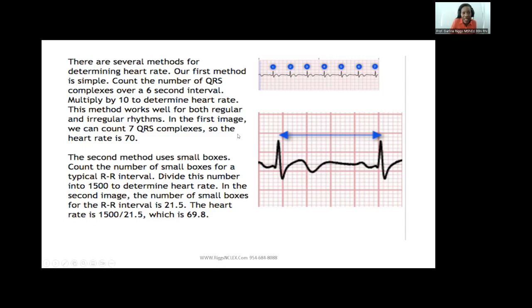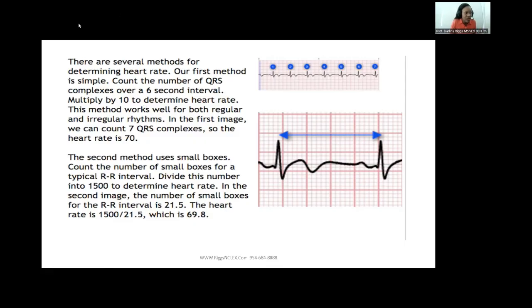Okay, another way is to count how many QRSs you have within your 6-second strip. Remember, you're always given a 6-second strip. So literally, how many QRSs do you have? Okay, and you multiply that by 10 to get the client's heart rate.